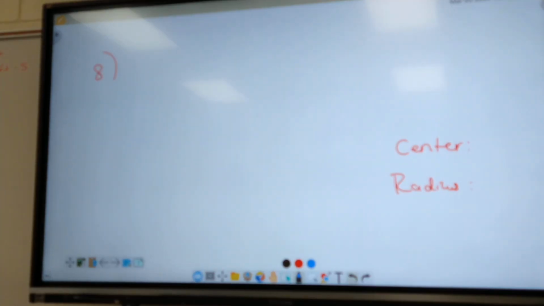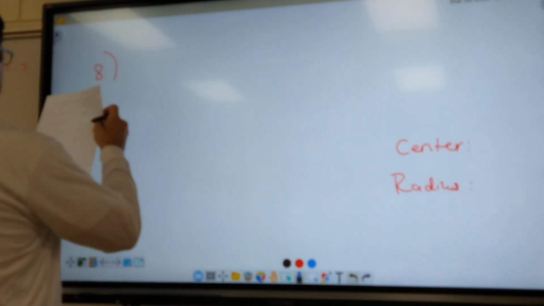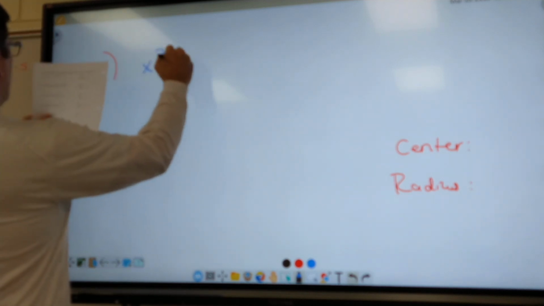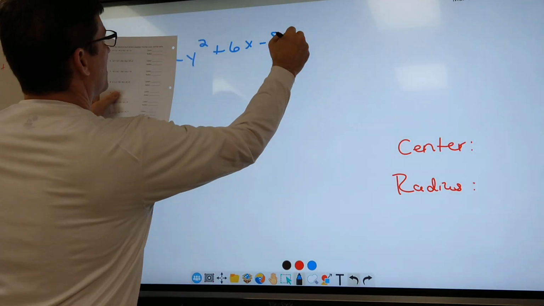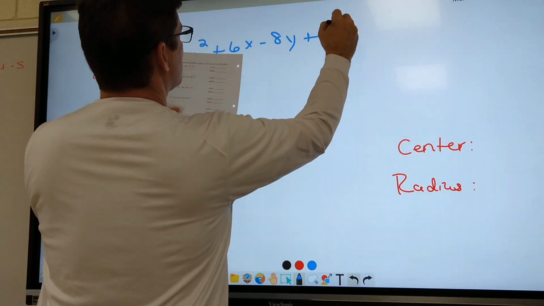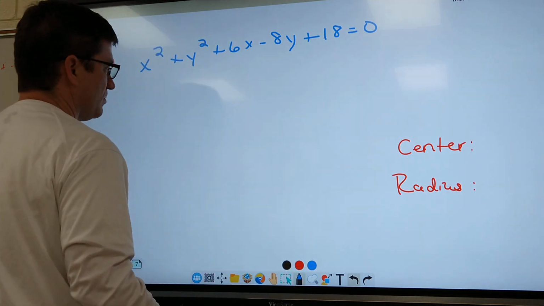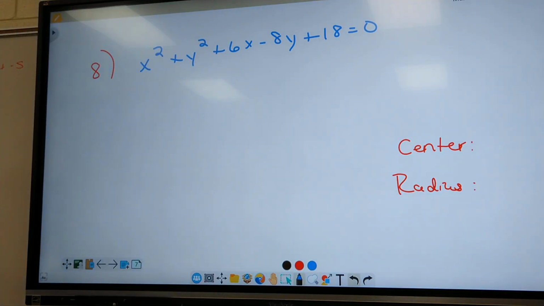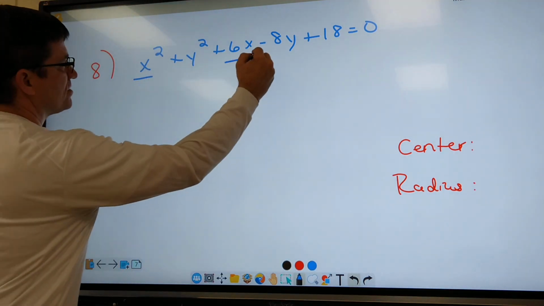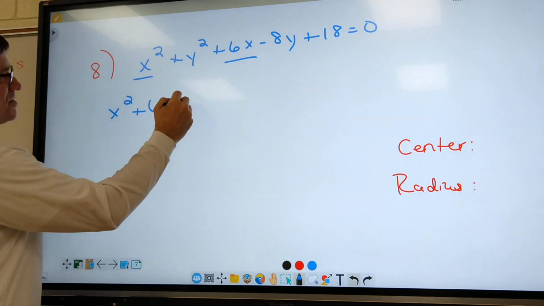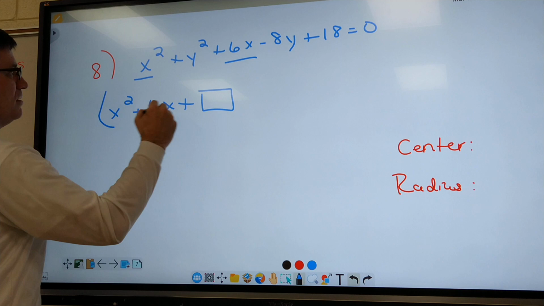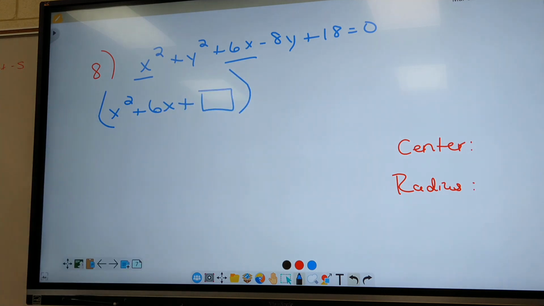Let me write it down. Got x squared plus y squared plus 6x minus 8y plus 18 equals 0. All right, so we're going to group everything by x's and y's. So these two are my x's, so it's x squared plus 6x, then a box. All right, that is all my x's.